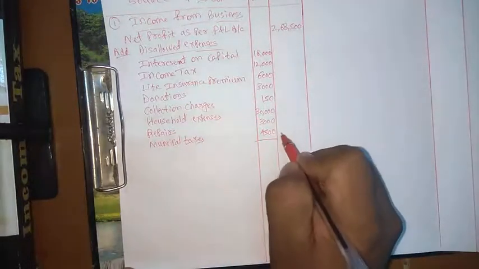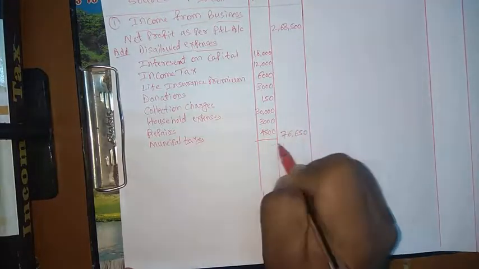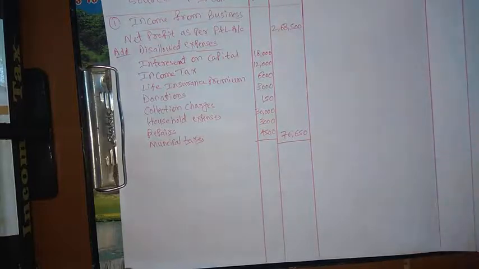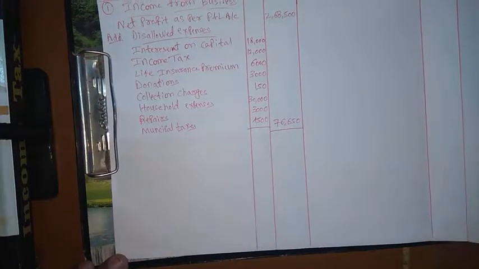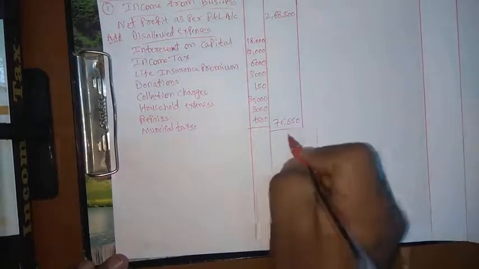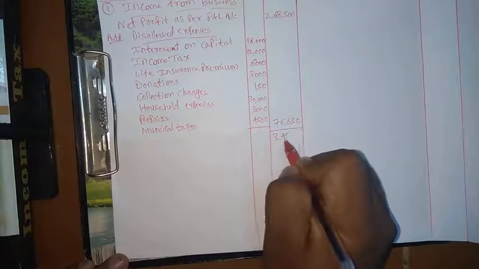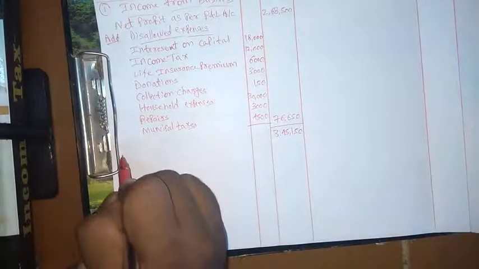So we will write 76,650 rupees. 2,68,500 minus 76,650 rupees. So we are going to get 3,45,150 rupees.